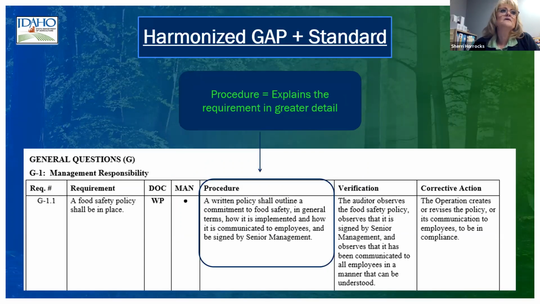Okay, next slide. The procedure explains the requirement in greater detail. It's how they do something. A policy is why you do something. A procedure is how you are doing it. And a record is always to verify the policy and/or procedure has been implemented. If you remember those three things, it will help you with your food safety program.